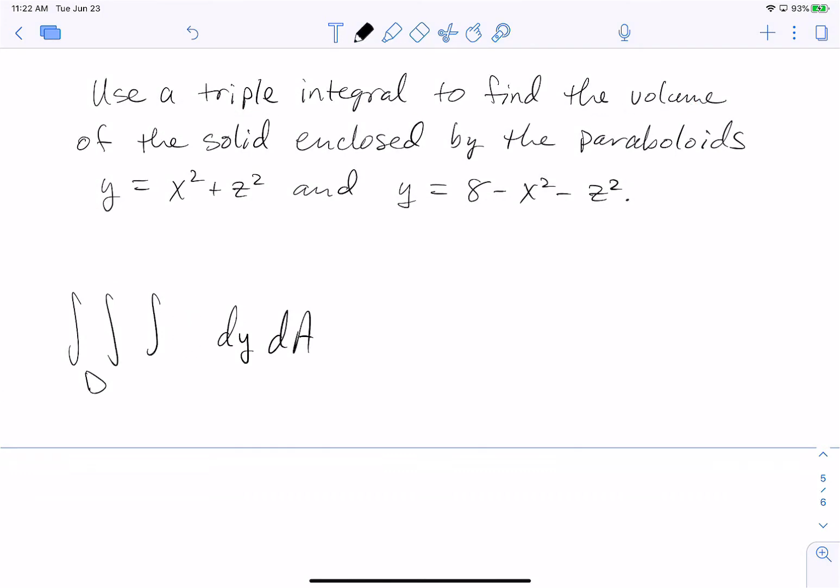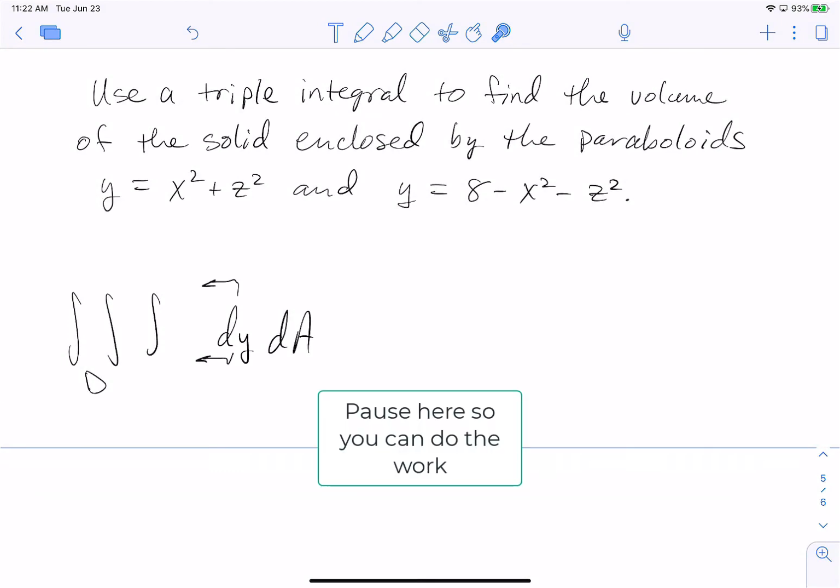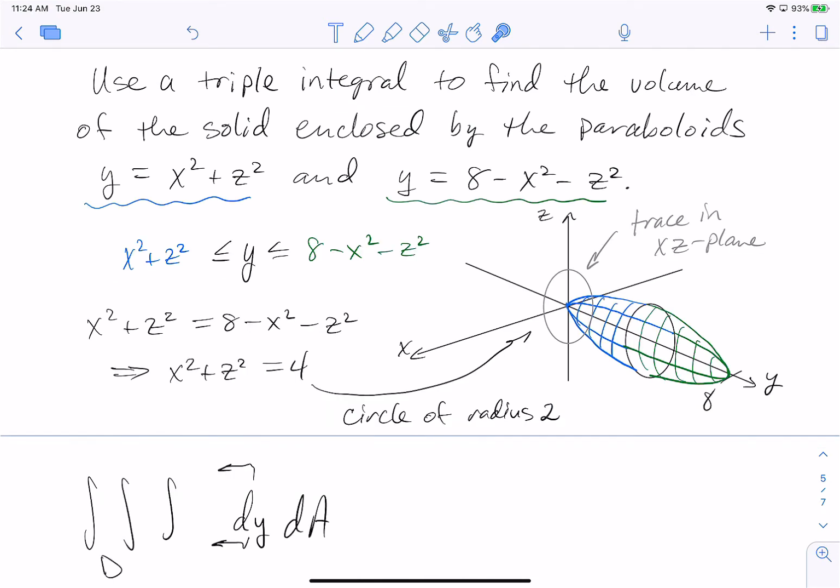But what I want you to do is figure out what the limits on y are, and then we'll come back and talk about D. Go ahead and pause it and set this up as much as you can. Here's what I've got so far.